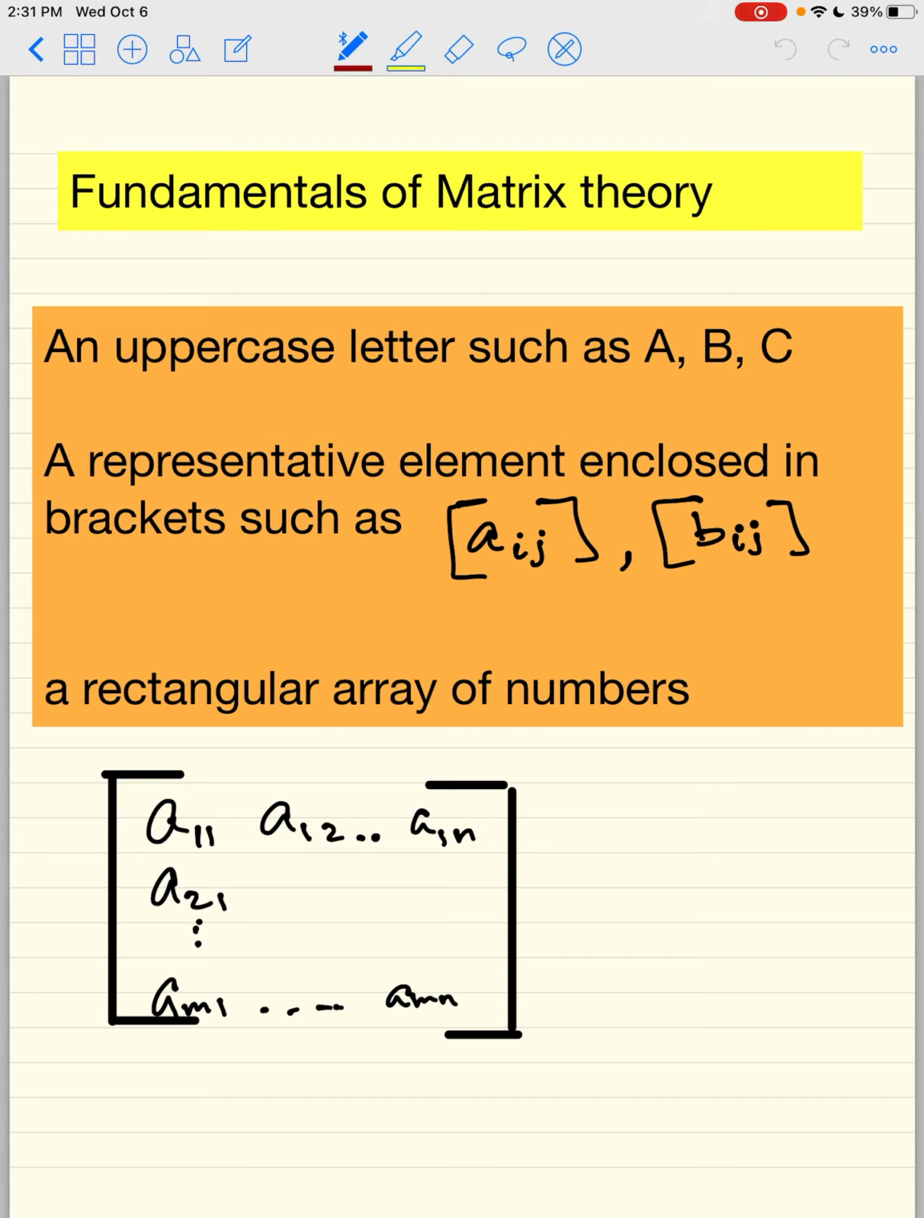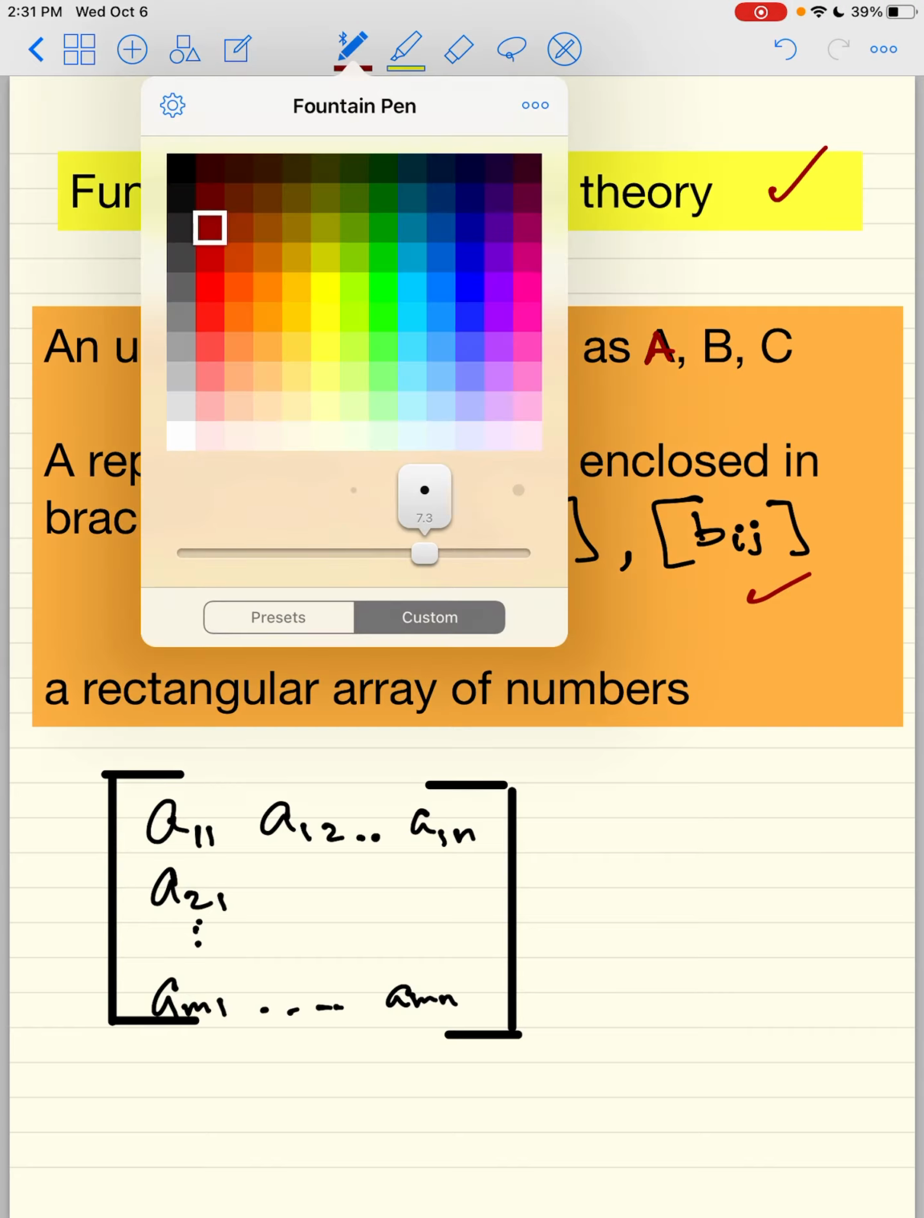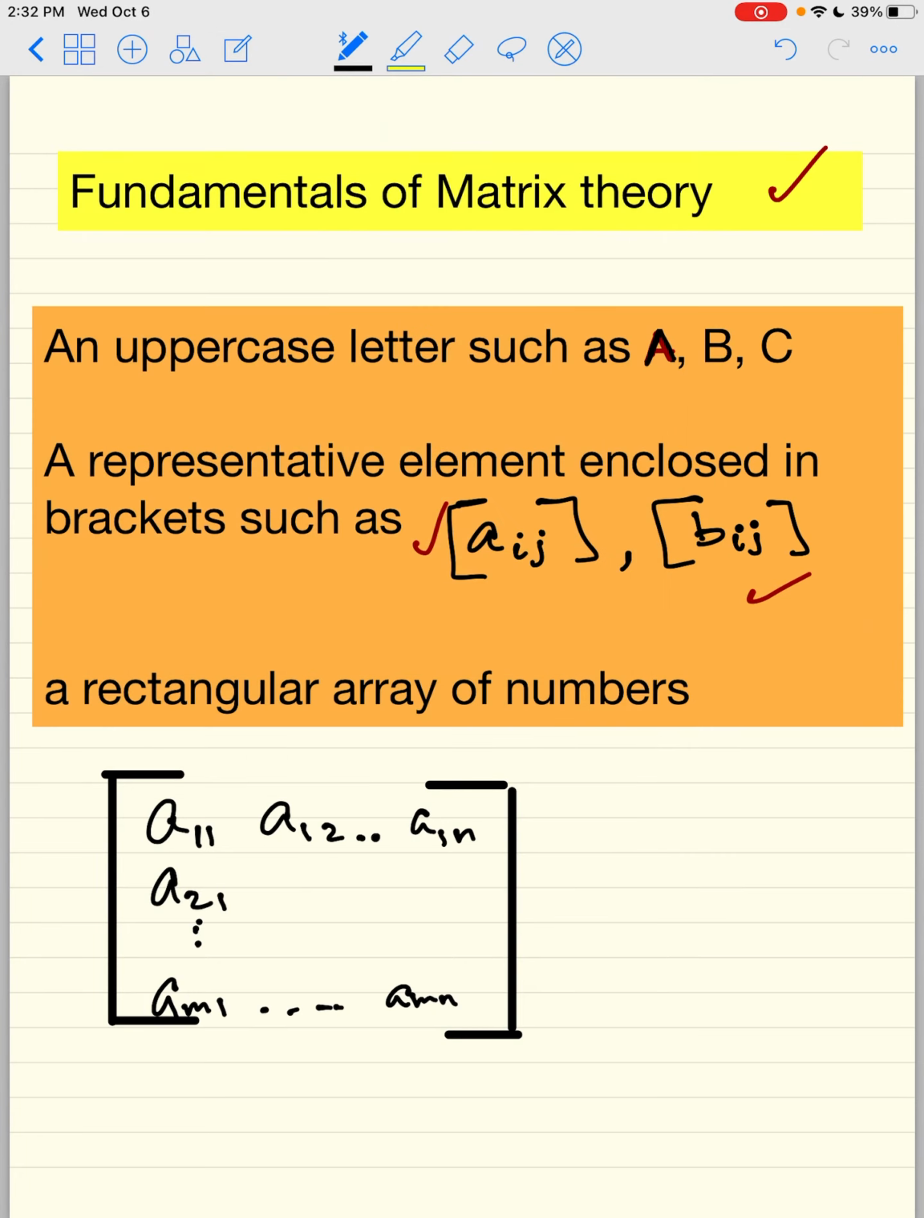Okay, fundamentals of matrix theory. An uppercase letter, such as capital A, B, or C, a representative element enclosed in brackets, such as what I have here and here, and a rectangular array of numbers. These are all conventional ways of discussing a matrix. So we can have this big capital letter A. Okay, let me get a black pen. We can use this big capital letter A to discuss a matrix, and that would pretty much be equal to an array of numbers.